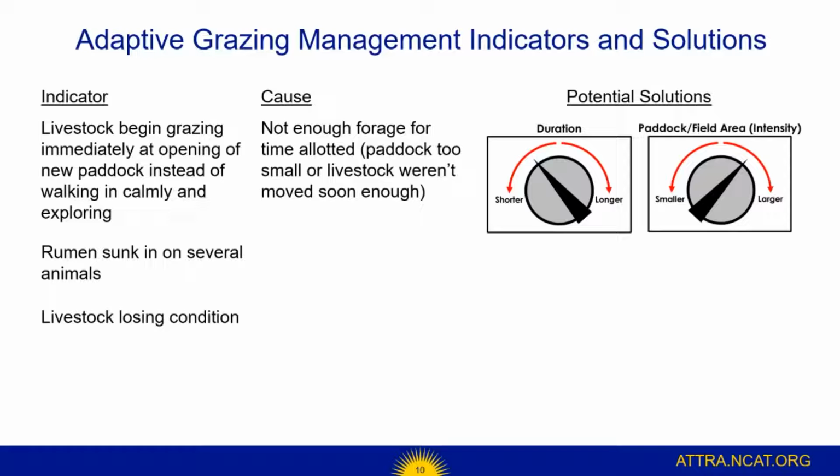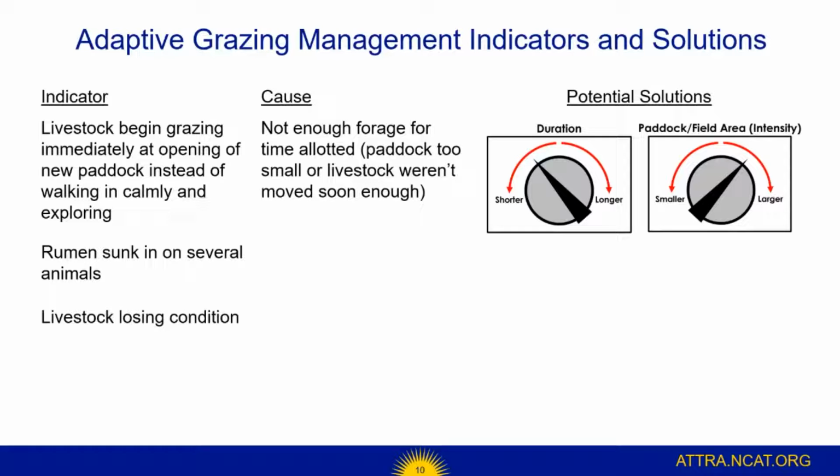So if we see this behavior, and also if we see rumens, if we look at the left side of the animal on that triangle, like I was talking about 2 weeks ago, sunk in on several of the animals, or if we're seeing that the animals are generally losing condition, this all goes back to the animals not getting enough groceries, right? So we need to either arrive sooner, or we need to give the animals a larger area.